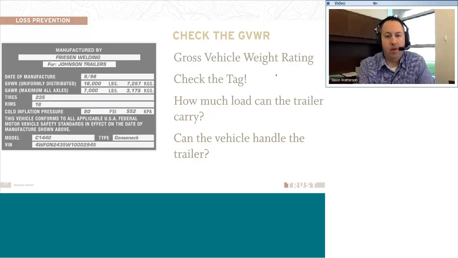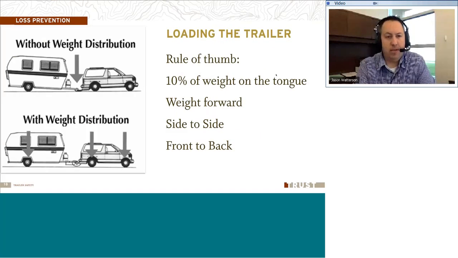When we look at loading the trailer, this is another thing. People get into trouble with this. They put sometimes too much weight in the back end of a trailer, or too much on one side, which can cause it to lean or cause it to sway as you're driving down the road. So what they recommend is that you have a good part of that weight to the front of the trailer. They say at least 10% of the weight on the tongue of the trailer.